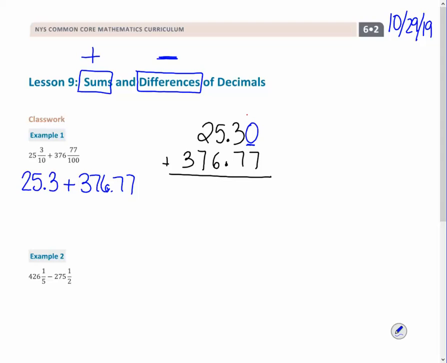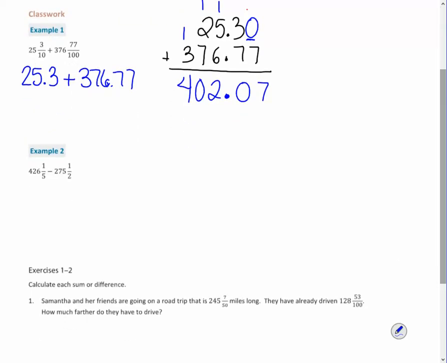So 0 plus 7 is 7, 3 plus 7 is 10. We're going to bring down that decimal point, carry our 1. We're going to have 5 plus 1 is 6, 6 plus another 6 is 12, carry your 1, and 1 plus 2 is 3, 3 plus 7 is 10, put your 0, carry your 1, 1 plus 3 is 4. So really, this is not complicated. It just requires some attention to detail and being careful with lining up the decimal points. All right, so that was example 1.